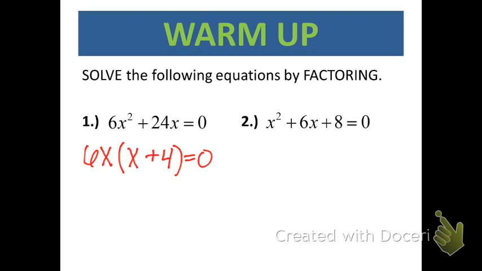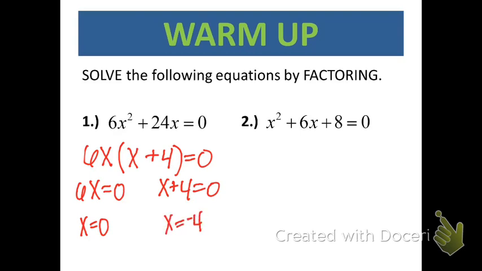What do you do? Set each factor equal to 0. So you want 6x equals 0 and x plus 4 equals 0. 6x equals 0 gives x equals 0, and then what about my other one? X equals -4. So your solutions for this are x equals 0 and x equals -4.